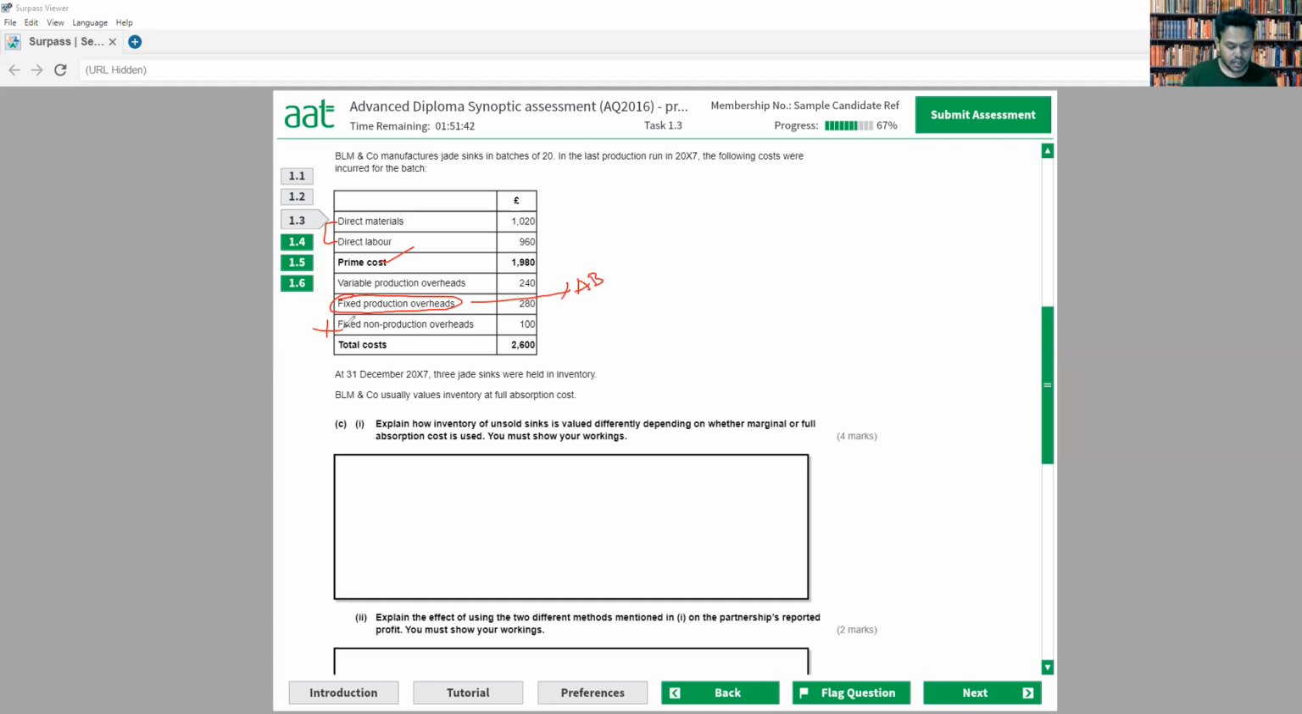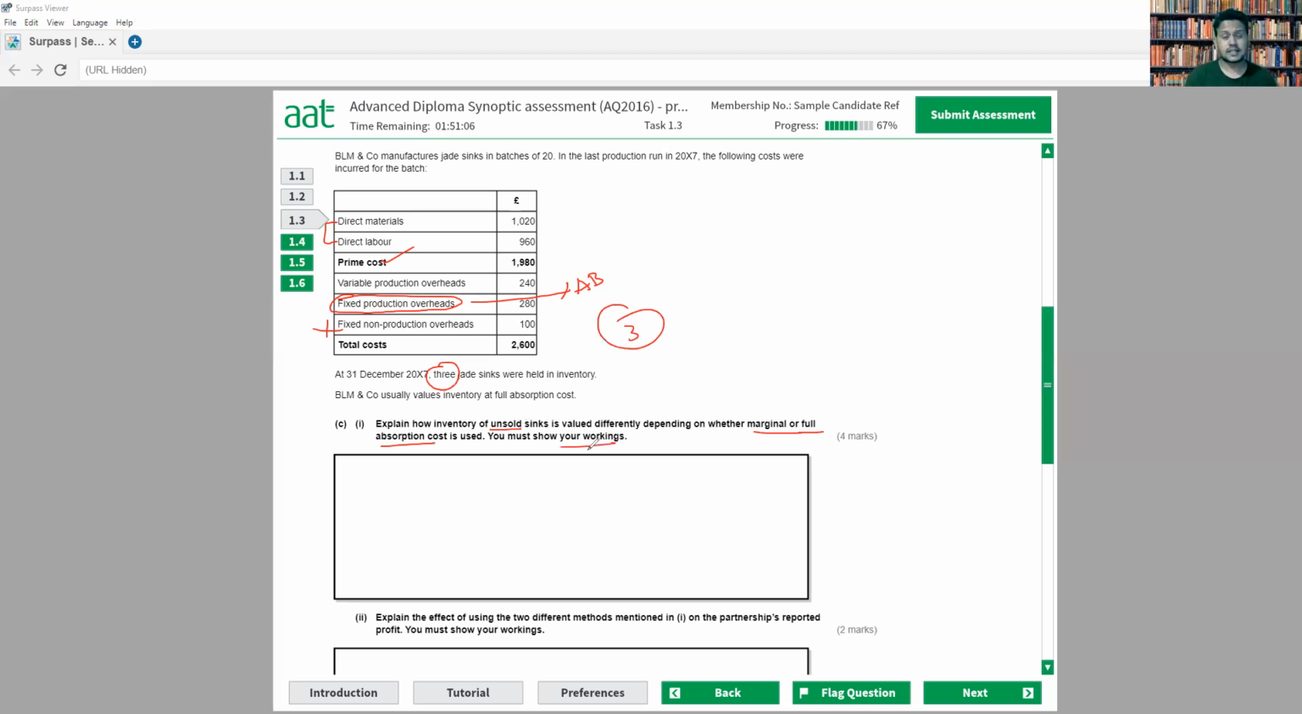So we don't use it. So let's have a look. What is the question here? So we have this one. At 31st of December 2017, 3 jet sink were held in the inventory. So three inventory we couldn't sell is on the stock. And they're asking, explain how the inventory of unsold sink, only 3, is valued differently depending on whether marginal cost or the full absorption cost is used. You must show your workings.